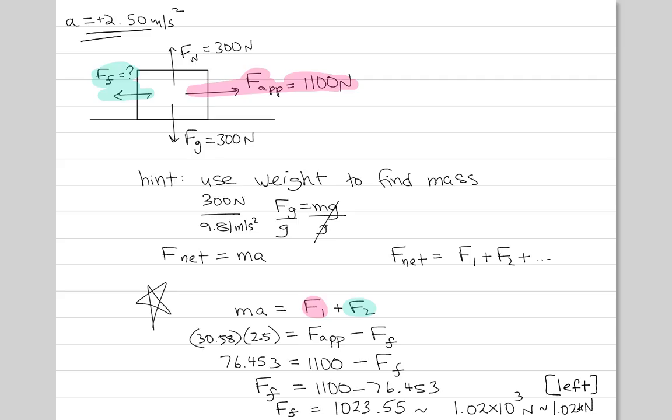How many newtons of applied force are there? 1100. How many newtons of the frictional force? Just over 1,000. So which one's bigger? The applied force. So it's unbalanced, right? So it has to be accelerating to the right.